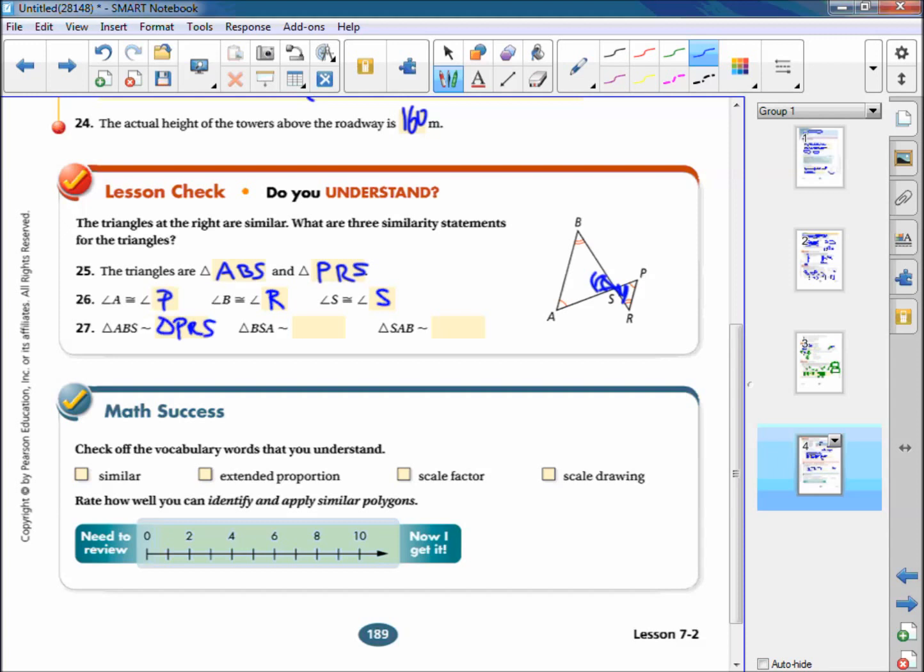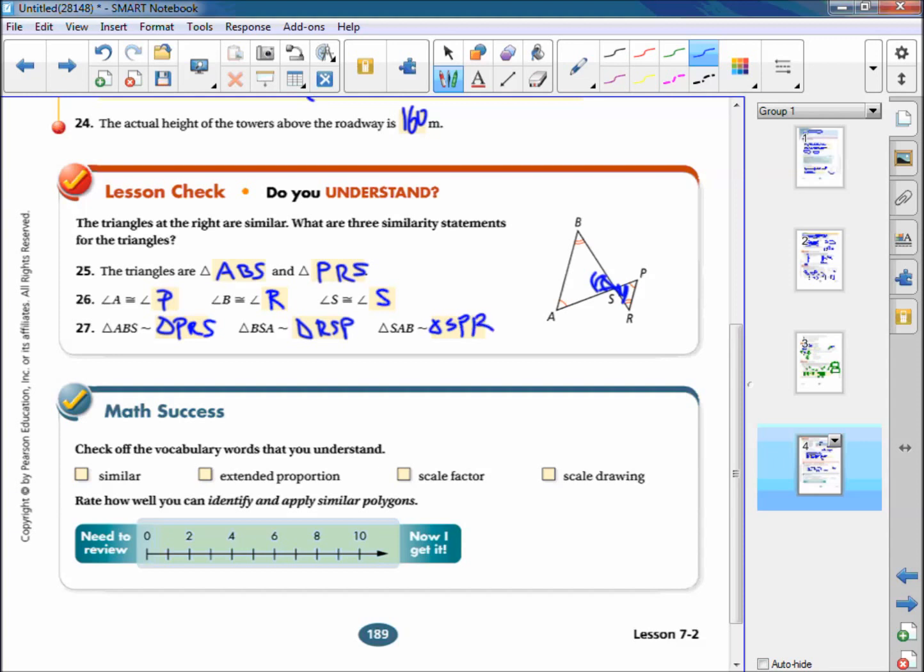That's our original one. And then BSA, so that took the second and the third moving around, so just changing the position. So they moved the A to the end here. So over here we have to move the P to the end, so this will be triangle RSP. Got to keep the corresponding pieces together. So A and P should always be in the same spot. And then SAB, let's see, so S always went with S, and A was supposed to go with P, and B goes with R, so SPR.